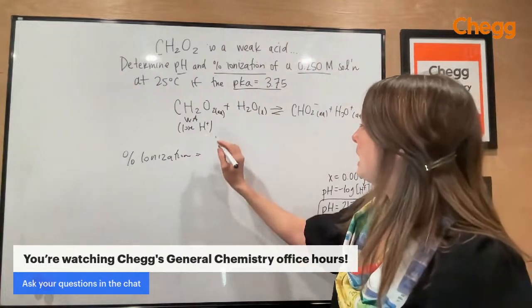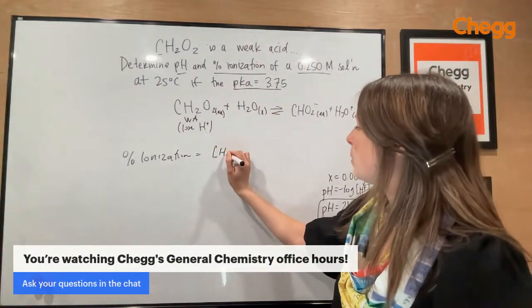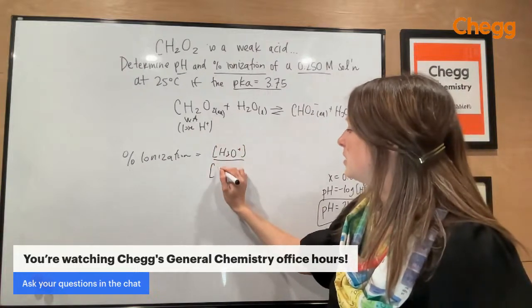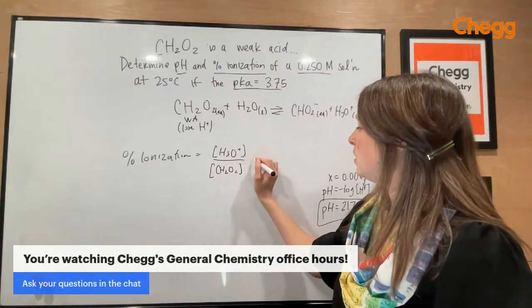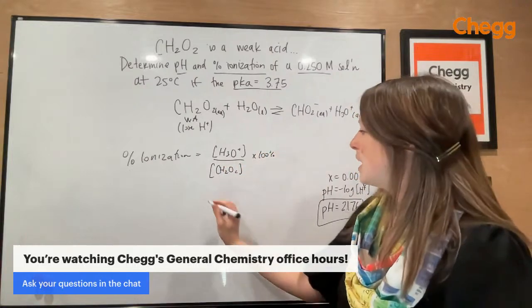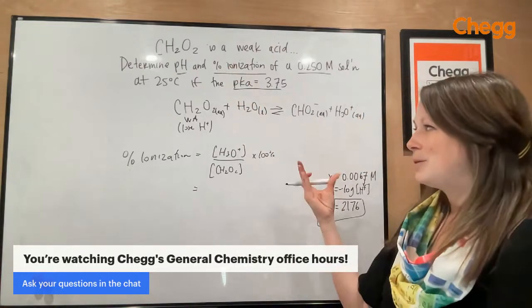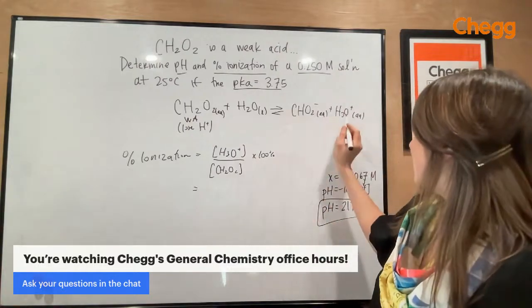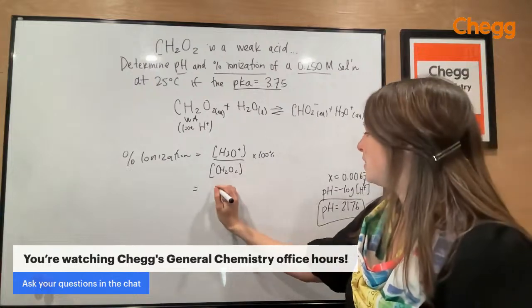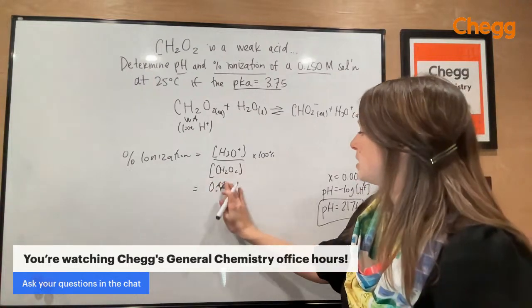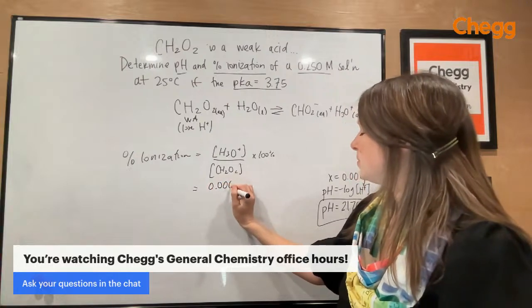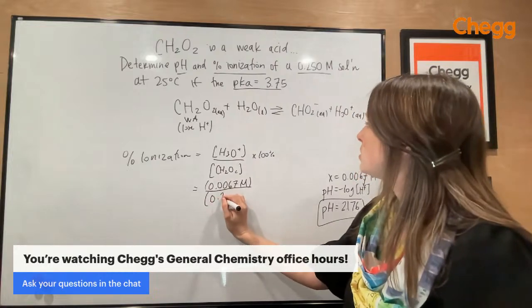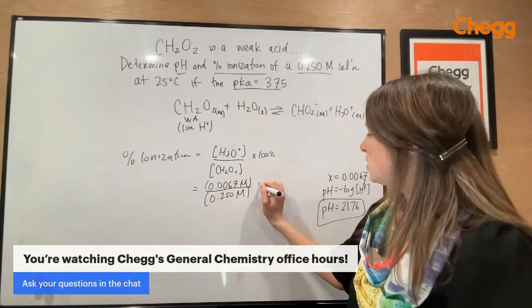All right, so in this case I'm just going to look at my H3O plus concentration over my initial acid. It's a percentage, so we're just going to do that times 100%. Looking at this, I'm going to expect this to be a pretty low value, but let's find out. So H3O plus, that's my H plus concentration. We found out that was 0.0067 molar, divided by my initial concentration, which was 0.250, times 100%.